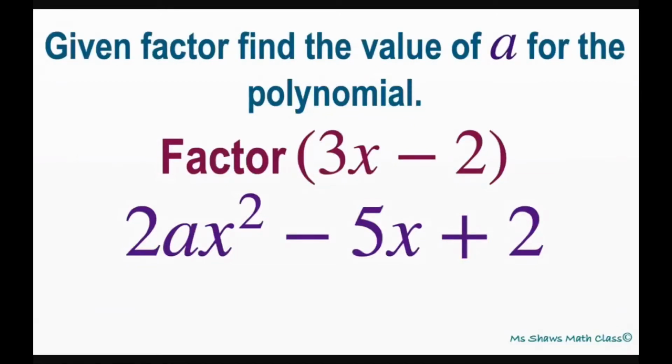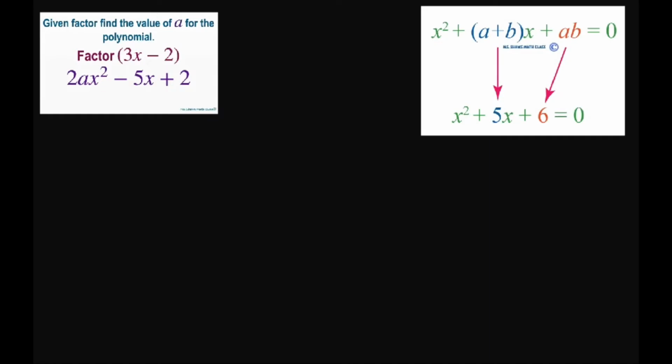Hi everyone. Given the factor 3x minus 2, we're going to find the value of a for the polynomial 2ax squared minus 5x plus 2. I'm going to use two different methods. The first method is a little bit more of a mental math thing.